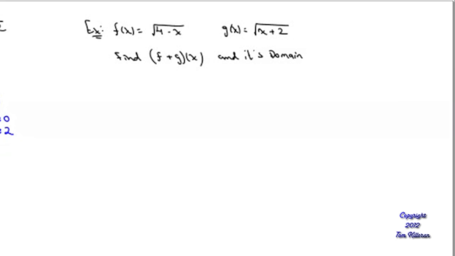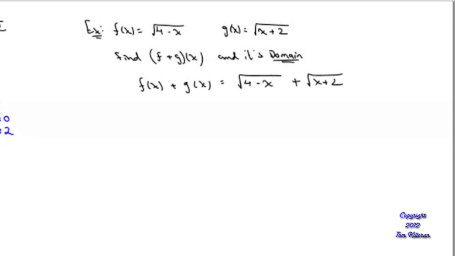And of course, the harder part of this is the second part. Its domain. All right, so when you see f plus g of x, the first thing you should write down is f of x plus g of x. So the easy part is this is going to equal the square root of 4 minus x plus the square root of x plus 2. That was the hard part.